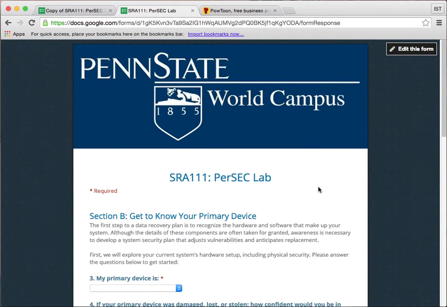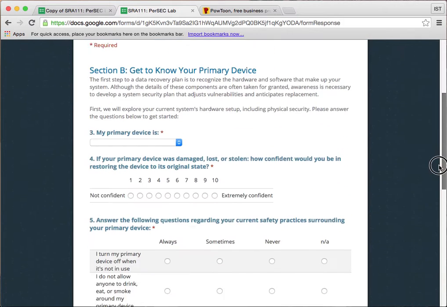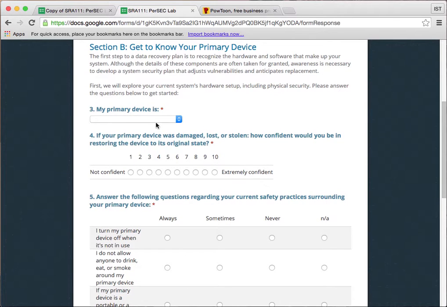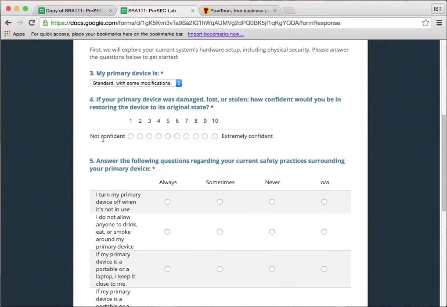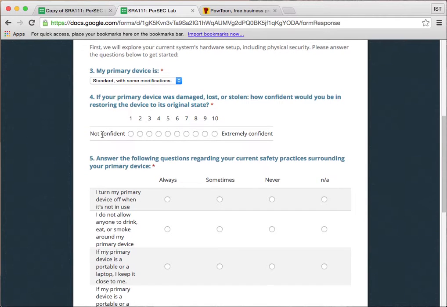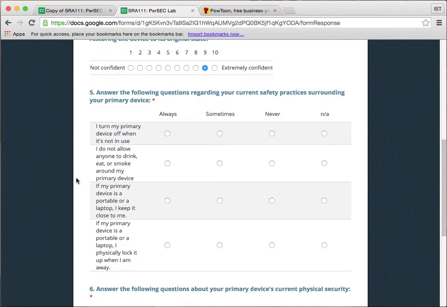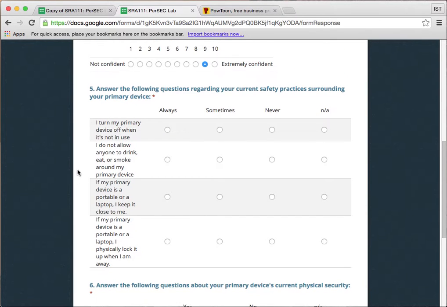So then as you click through and you decide what your primary device is, so let's say they have a laptop. Well, I guess it doesn't really matter here. If you're thinking about your primary device, and it's standard with some modifications, then on different scales they could talk about, if it was damaged, lost, or stolen, how confident would you be in restoring the device to its original state? So kind of just making them aware of some of the different things that maybe they didn't even think about.